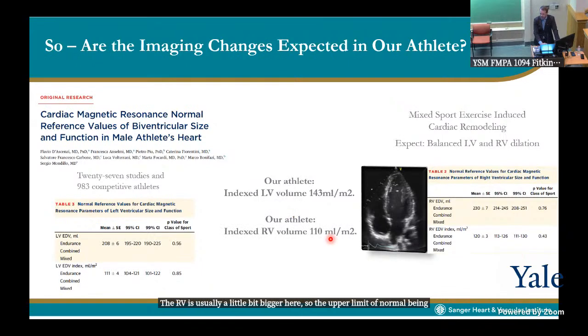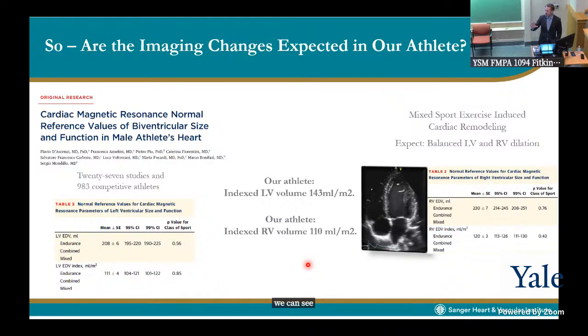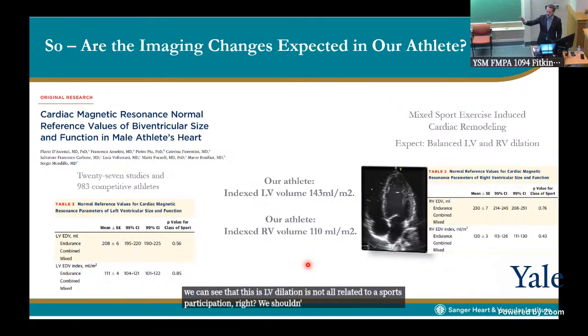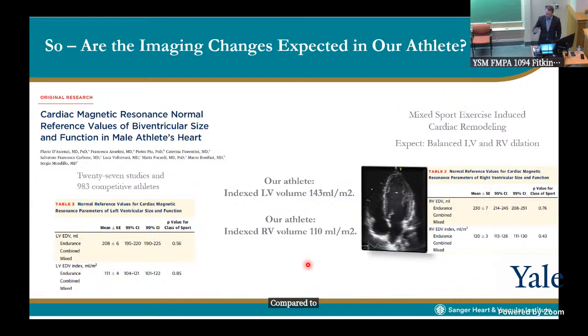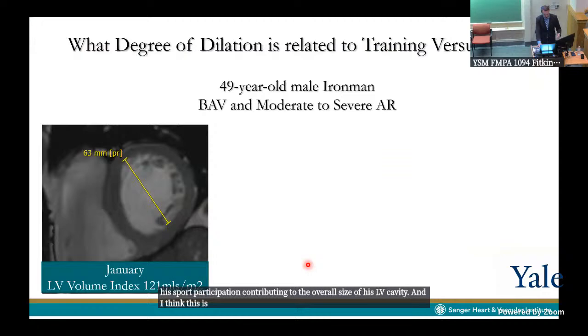his RV is 110. So it's clear that we can say that this LV dilation is not all related to sports participation, right? We shouldn't see LV isolated as big as this compared to the RV. The big question is, how much is his sport participation contributing to the overall size of his LV cavity? And I think this is best illustrated with a different case.